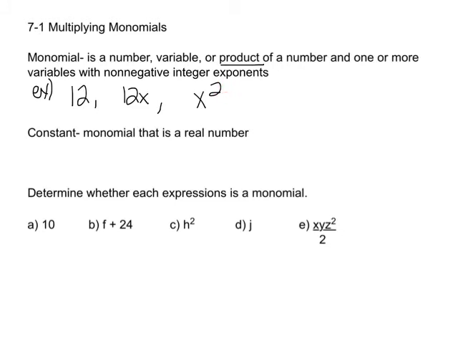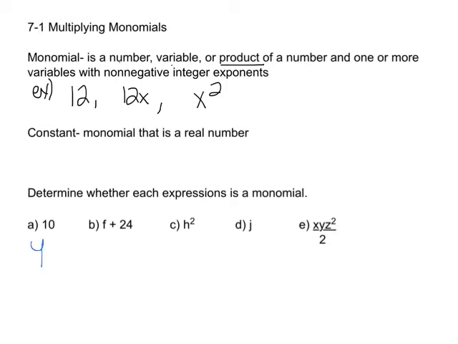And a constant is a monomial that is a real number. So a constant would be like 12. So for our following examples, we need to determine whether each expression is a monomial. Well, the first one, does it fit my definition? Is it a number, variable, or product of something? So it's a number, so A is yes.